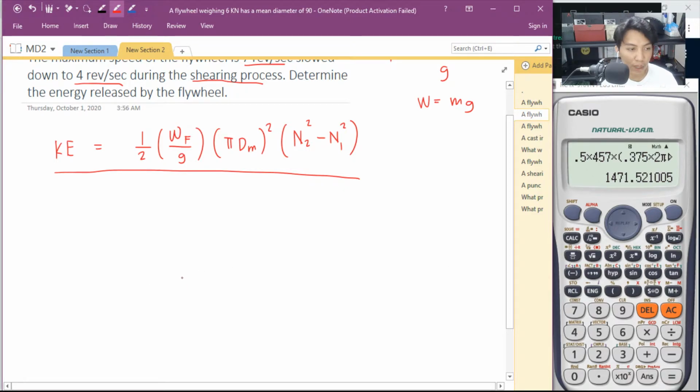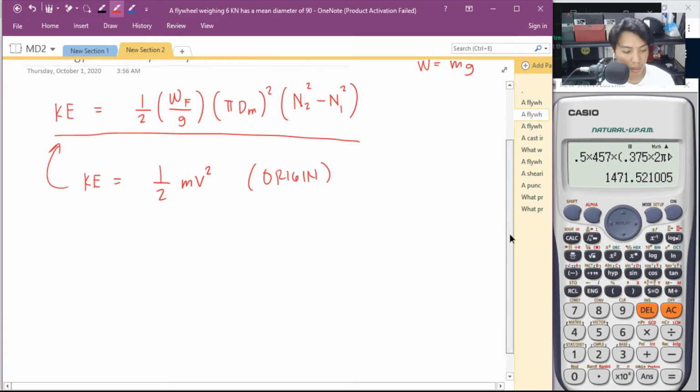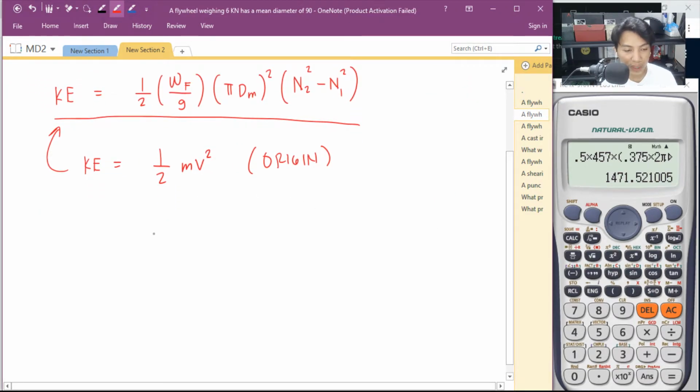Saan po nagmula yan? Okay. So, you can see, nagmula ito sa kinetic energy of a rolling body. That is equal to 1/2 mv squared. Ayan. Dito nagmula yan. This is the origin of this formula. Okay. Ano po yung V dito?